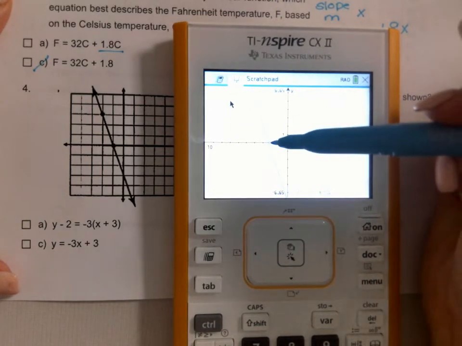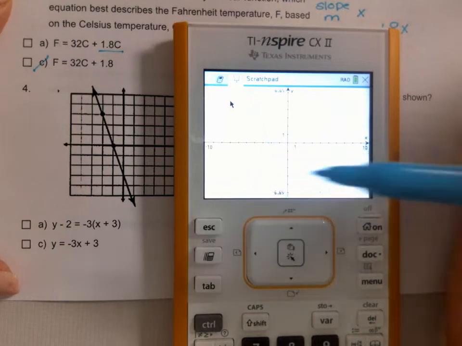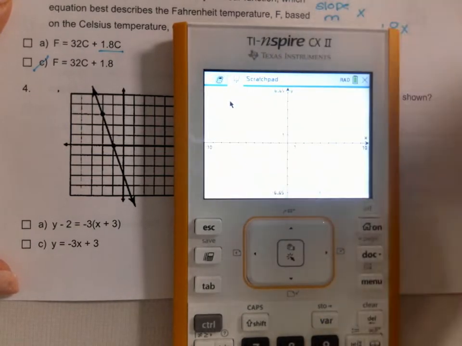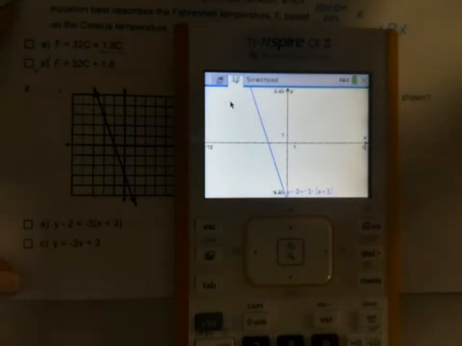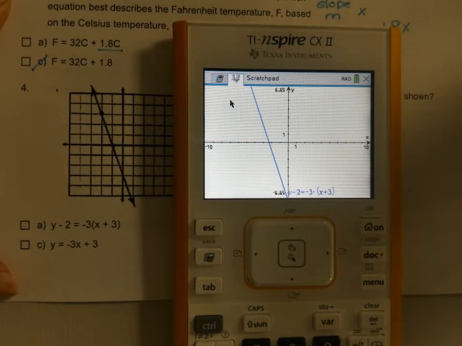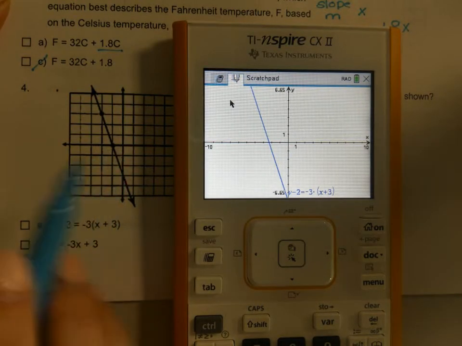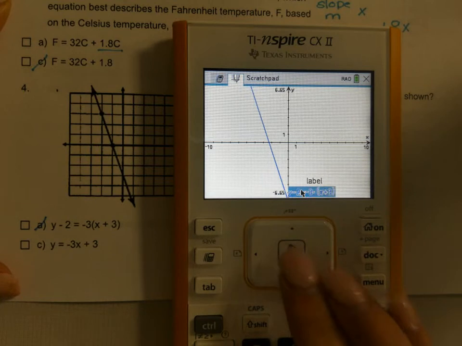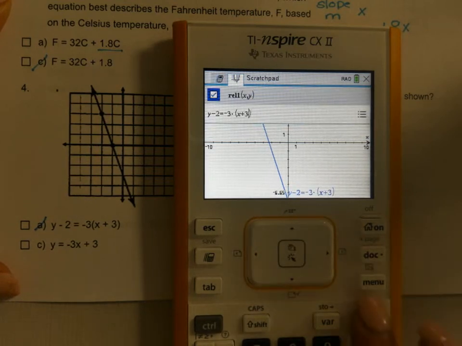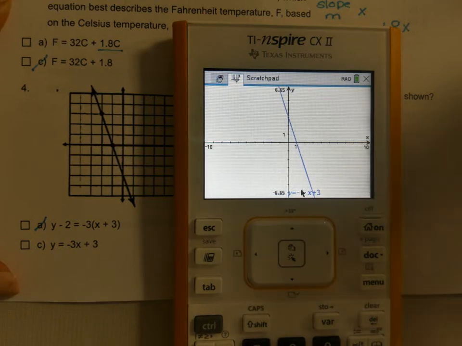Okay, so this graph is not crossing the y-axis at negative 1. I need to change this view. Okay, so you can see that the y-intercept is not negative 1 like this one, so it can't be A. So let's go and click on it, and we can change it. So I'm just going to delete. Okay, and now let's do y equals negative 3x plus 3. That has a y-intercept of a positive 1, so that's not it either.